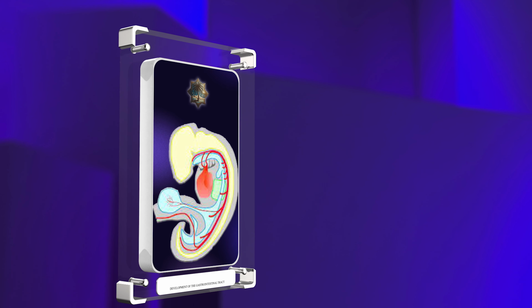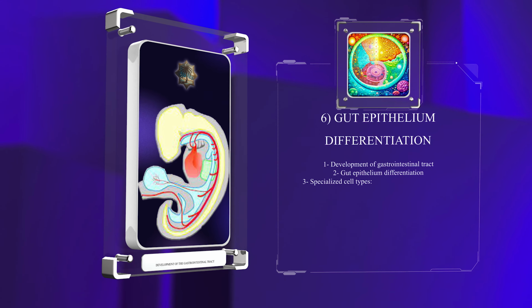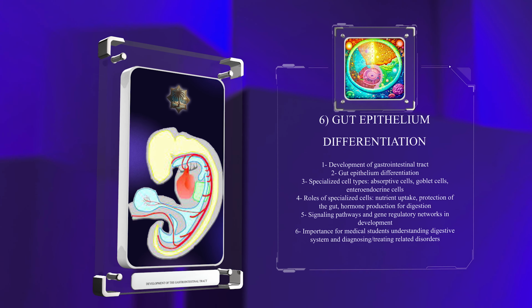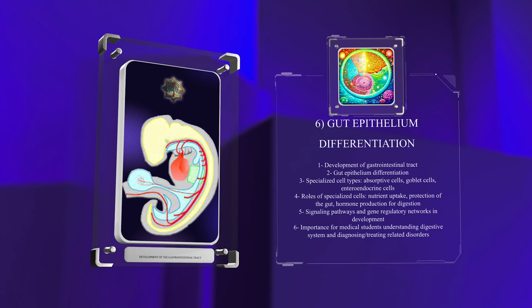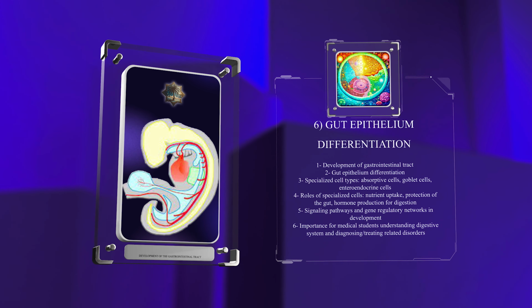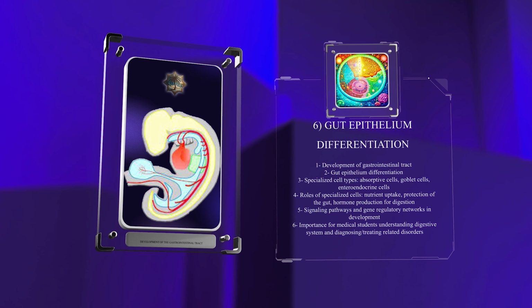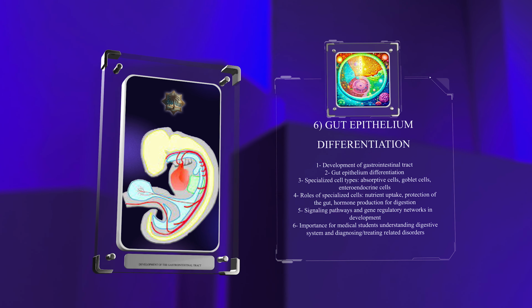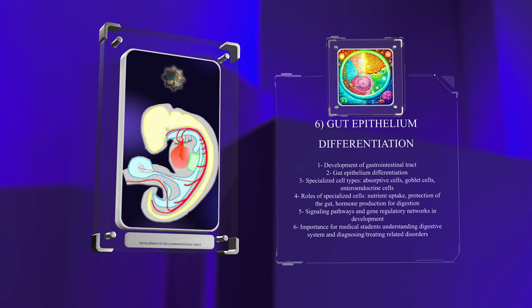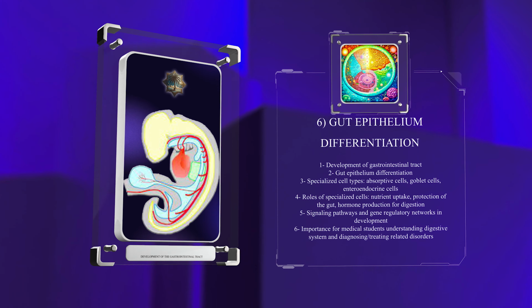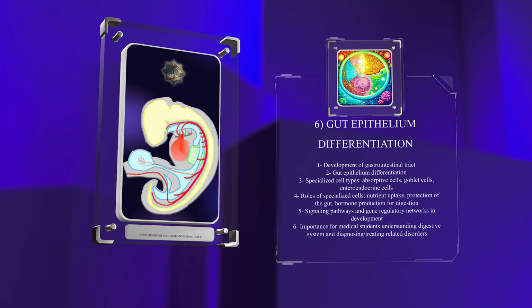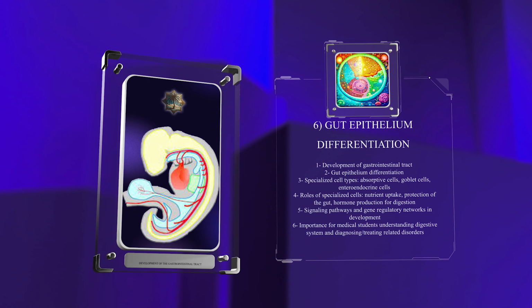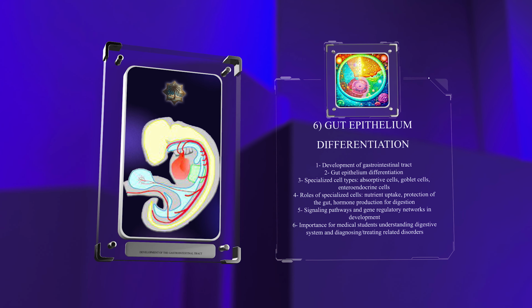The development of the gastrointestinal tract involves a complex process of gut epithelium differentiation, leading to specialized cell types like absorptive cells, goblet cells, and enteroendocrine cells. These cells have important roles in nutrient uptake, protection of the gut, and hormone production for digestion. Precise signaling pathways and gene regulatory networks orchestrate their development. This knowledge is crucial for medical students in understanding the digestive system and diagnosing and treating related disorders.